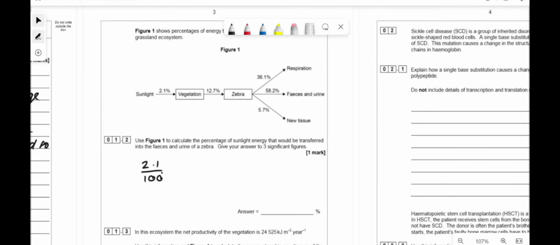So in this case, 2.1% of the sunlight goes into vegetation. Of the 2.1%, 12.7% goes to the zebra. So now we've got 12.7 over 100, timesing the original 2.1 that came from the sun by the 12.7. And then of that 12.7, 58.2 ends up in the feces and urine, so we do 58.2 over 100. If you do that, you should get an answer of 1.55 times 10 to the minus 3. But the question wants it in a percent, so you times that by 100 and you get 0.155.